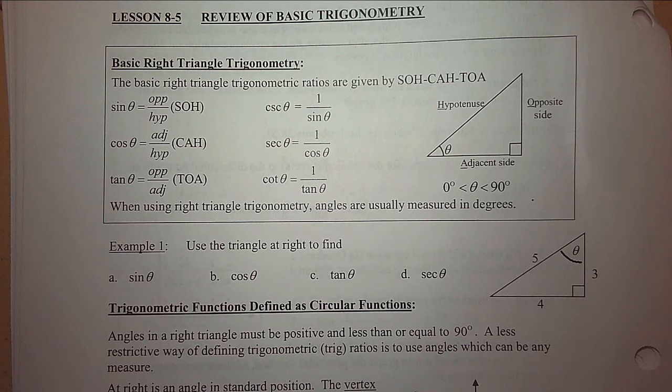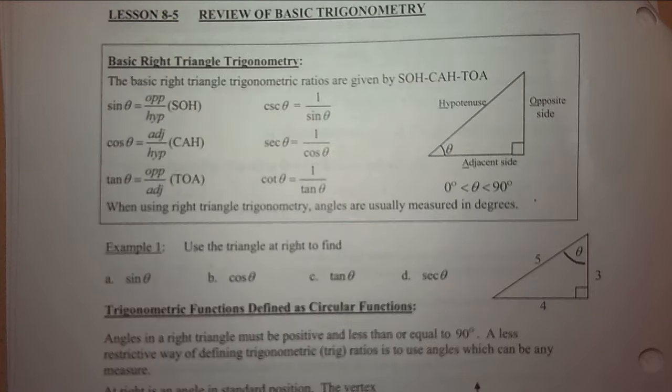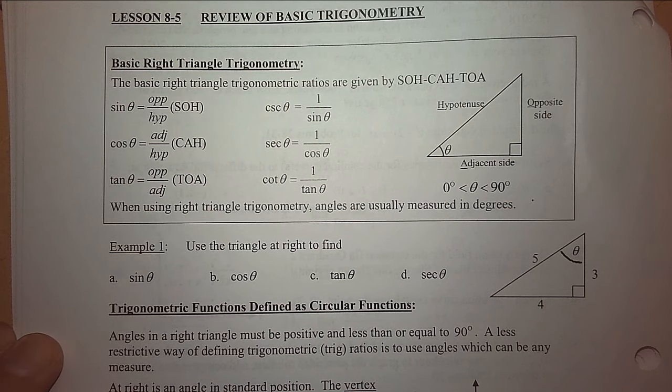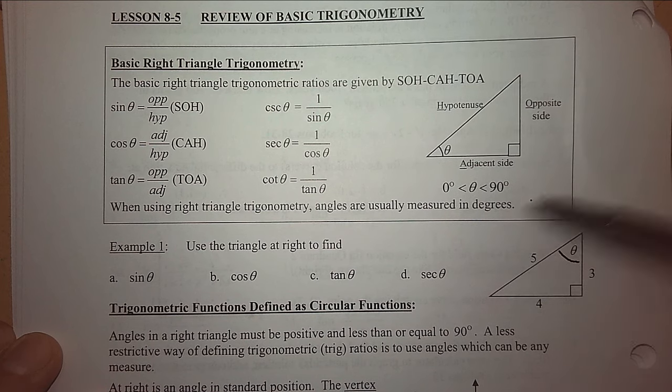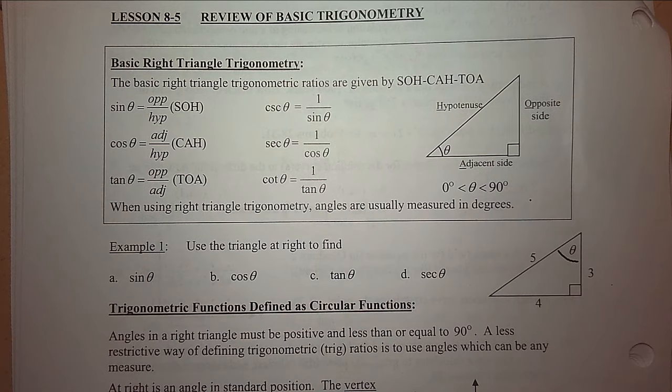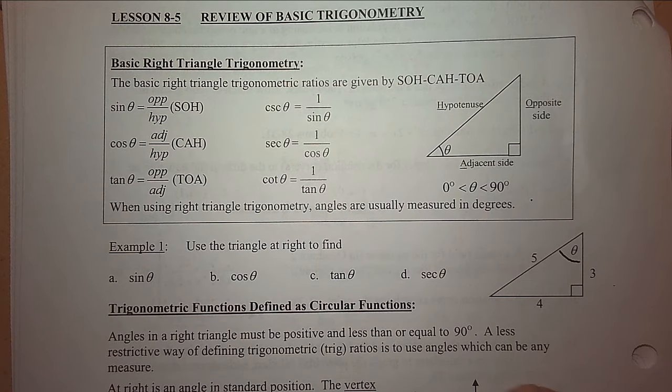Review. So today's lesson is a review on trigonometry, not calculus. So I need you to look in the box. I know you know this. So basic right triangle trigonometry, having an understanding of the six trig ratios: sine, cosine, tangent, cosecant, secant, and cotangent.